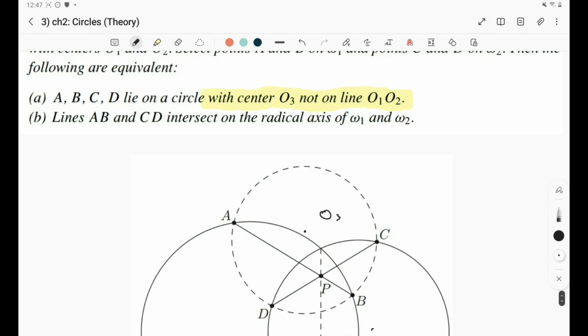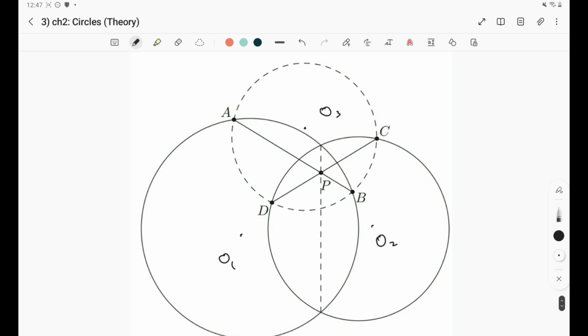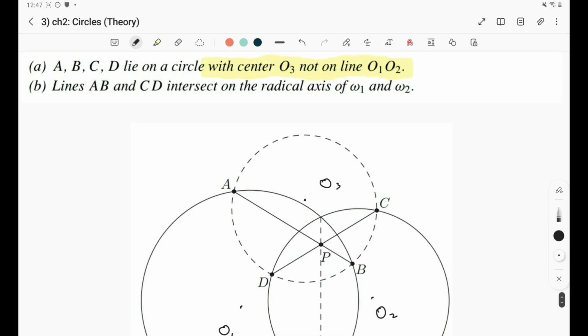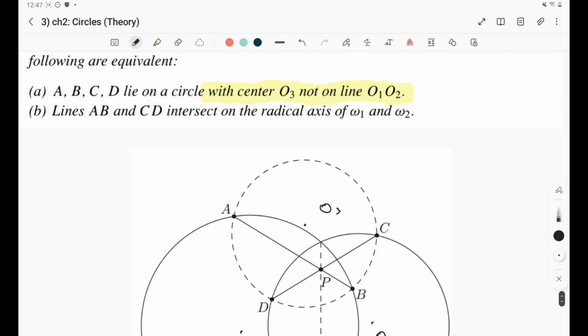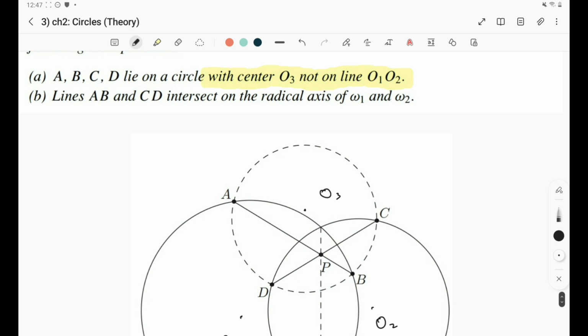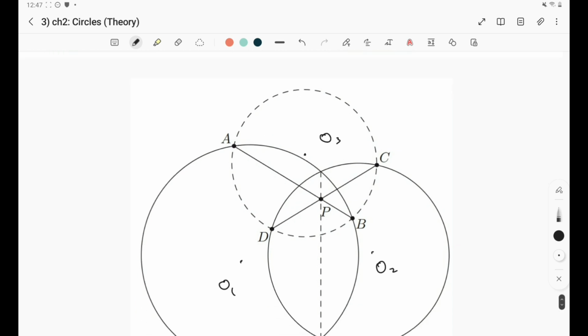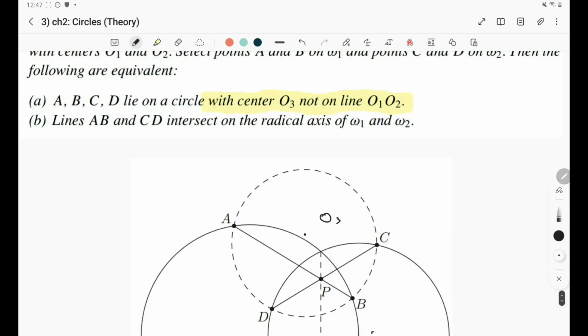Well, assume that we have A, B, C, D, they lie on a circle. Can we immediately get this fact here, statement B, that AB and CD intersect on the radical axis? Well, not really, because remember, we always have this tricky case that maybe AB and CD are parallel. If they are parallel, they don't intersect at all. So we cannot say that they intersect immediately at a point. Keep that in mind. This is very important.